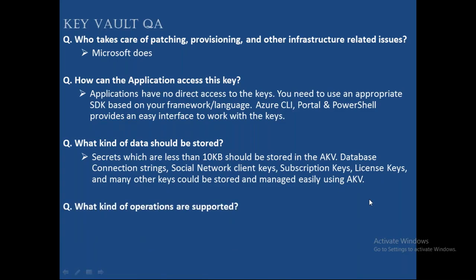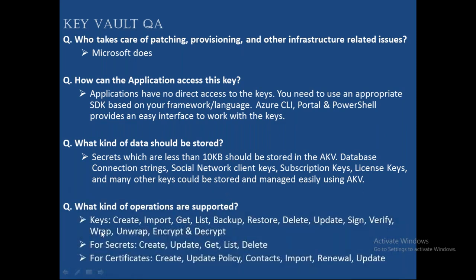Next, what kind of operations are supported? We talked about three kinds of management: key management, secret management, and certificate management. For keys, you can create, import, get, list, and take backup, everything you can do. For secrets: create, update, get, list, delete. Meaning you can store something, update the existing value, read the particular value, whatever username and password you stored, and list means you can list down all the things which you have available. If you want to delete a particular username and password, you can delete it. Same for certificates, we have create, update, policy, contacts, import, renewal, everything we have.